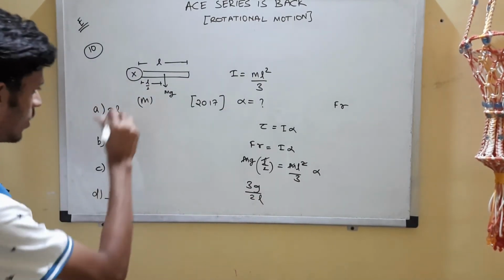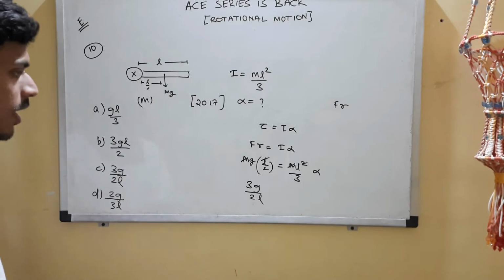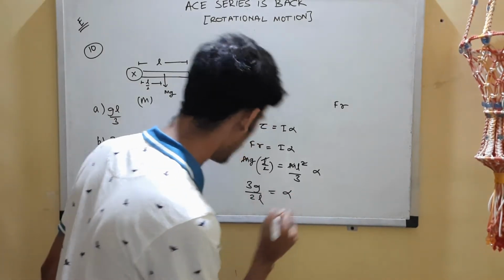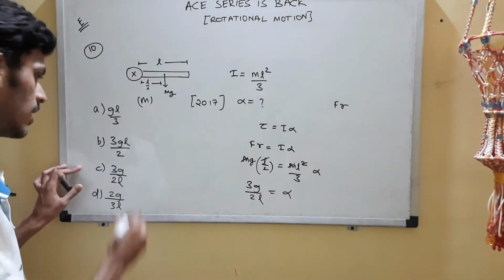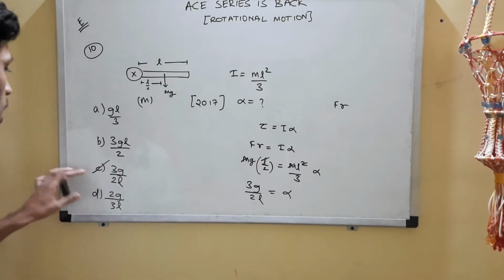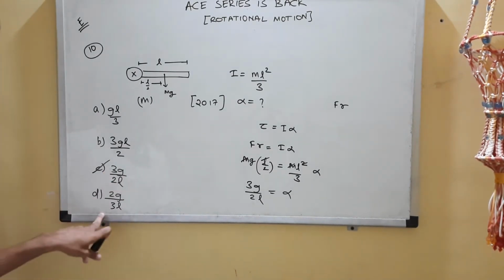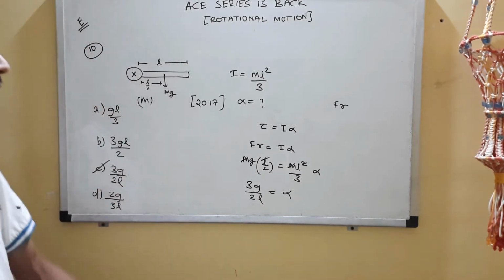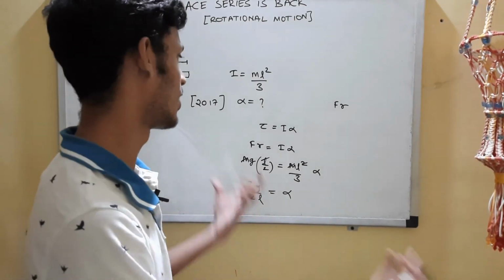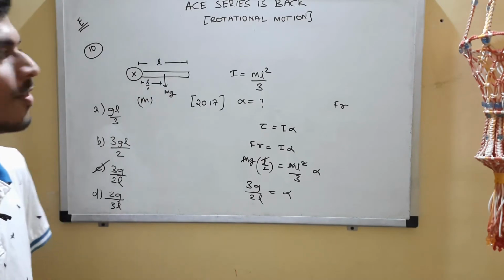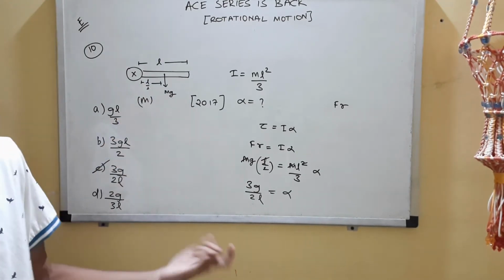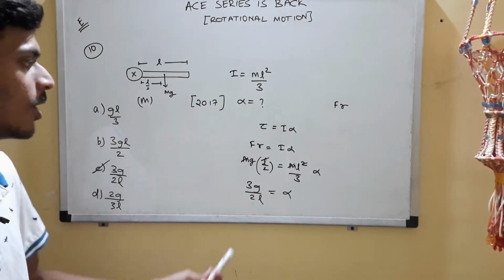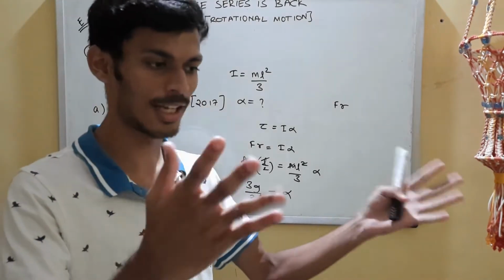Two of these options are dimensionally inconsistent. The only correct option over here should be option C. 3g by 2l is dimensionally consistent, and this is the answer that we get. So 3g by 2l is the correct choice over here. So it's a simple use of torque equals I alpha, and torque is due to its own weight. That is the only logic in this question. Let's move to the next question.